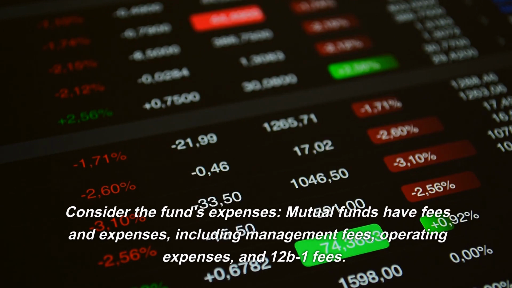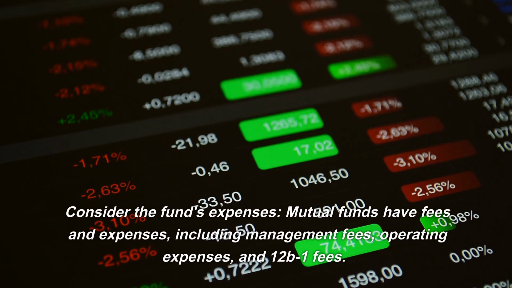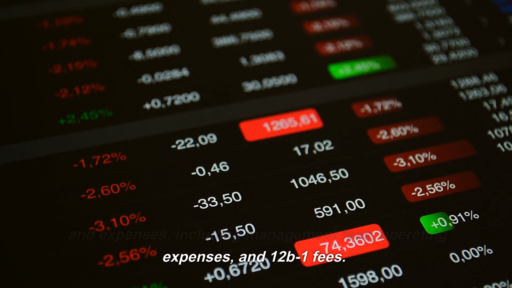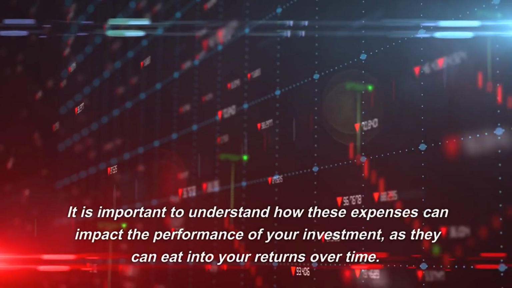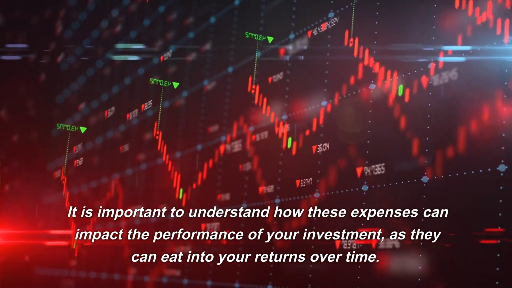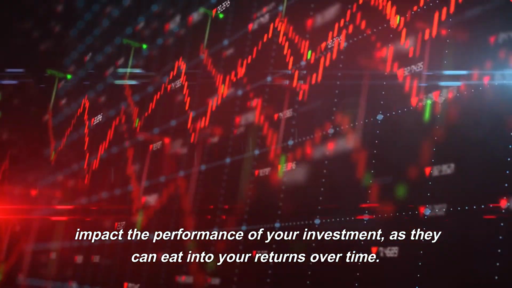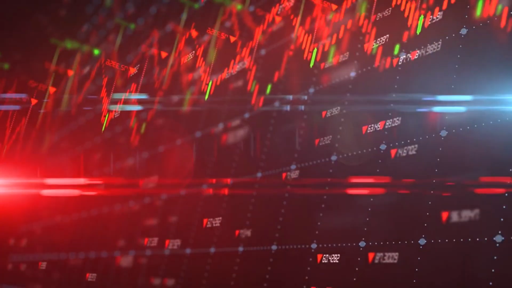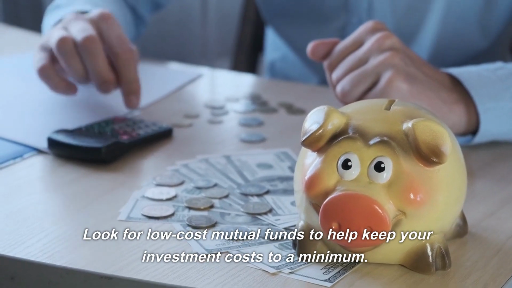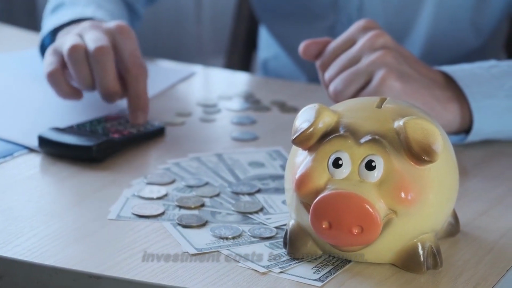Mutual funds have fees and expenses, including management fees, operating expenses, and 12b-1 fees. It is important to understand how these expenses can impact the performance of your investment, as they can eat into your returns over time. Look for low-cost mutual funds to help keep your investment costs to a minimum.